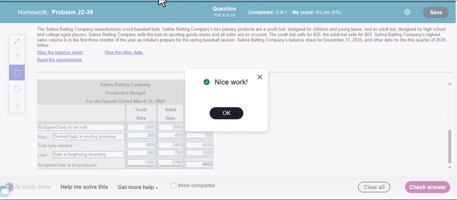So in the next video, we will work on our direct materials budget, which we couldn't do until we figured out how many bats we needed to produce. So we need to produce then a total of 4,000 bats. So now we've got to figure out, well, how much materials do we need to order and have on hand?